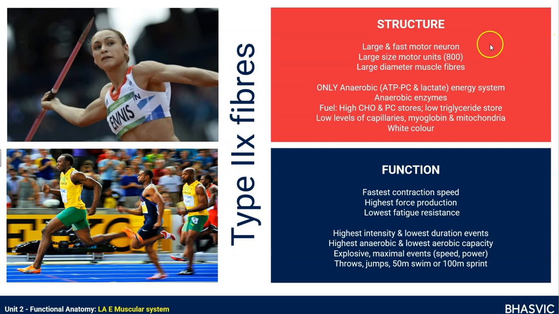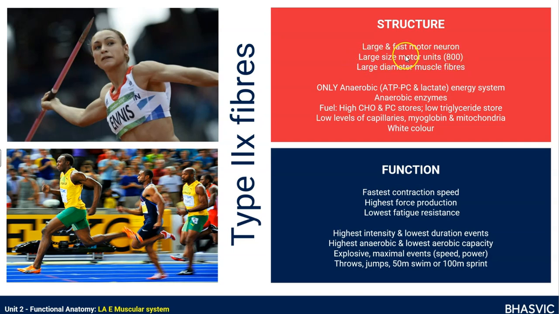So again, structurally, the difference is pretty obvious. It's kind of the opposite. So there are large motor neurons taking an action potential, an impulse, to these muscle fibres to make them contract. And the fact that the motor neurons are large means they can be very fast. The size of the motor unit, so each nerve probably stimulates hundreds of type 2X fibres, it could be up to 800 or more.